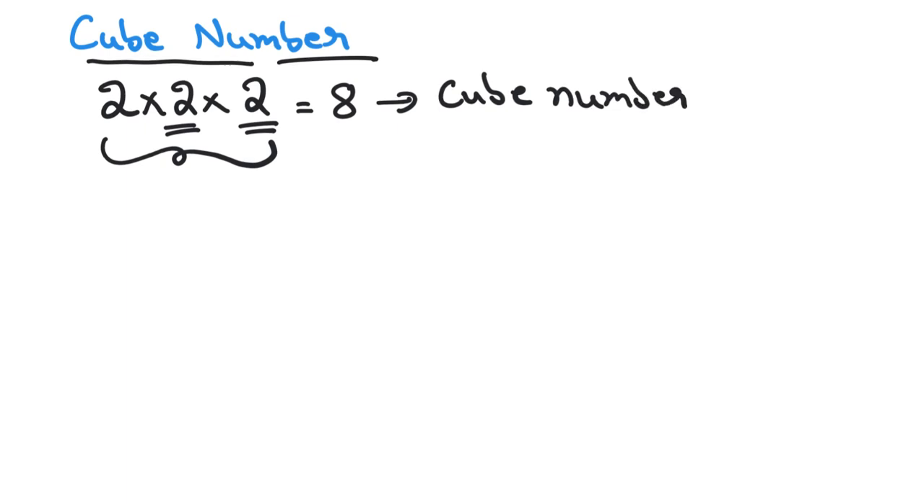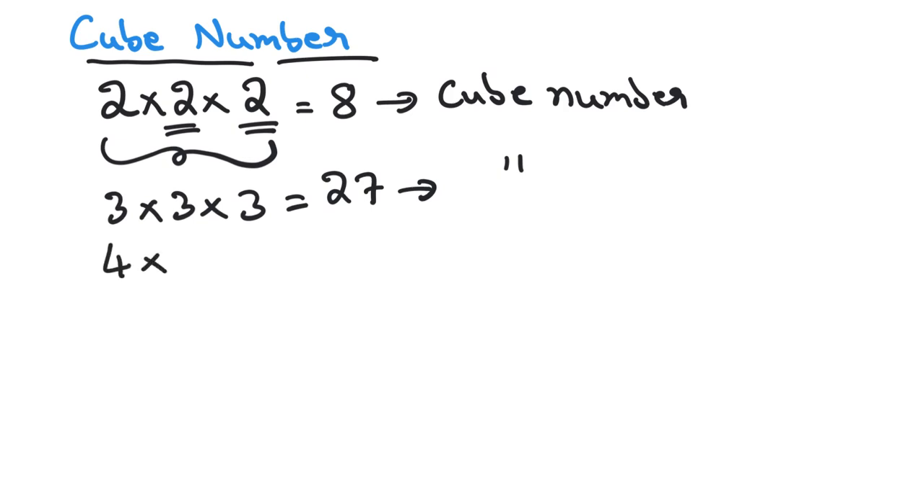Okay, let's try. What about 3 times 3 times 3? How much is it? 3 times 3 is 9. 9 times 3 is 27. So 27 is a cube number. Get the idea? What about 4 times 4 times 4? 4 times 4 is 16. 16 times 4 is 64. So 64 is a cube number.